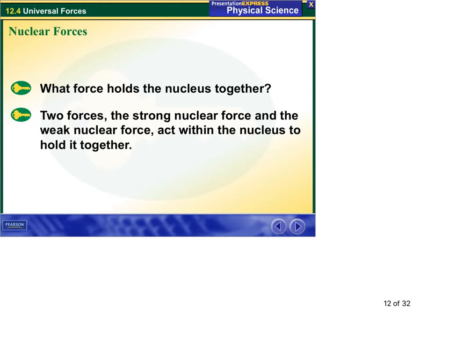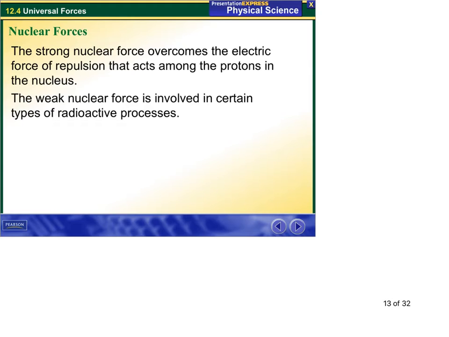The nuclear forces, as the name indicates, are in the nucleus. Two forces, the strong nuclear force and the weak nuclear force, act within the nucleus to hold it together. Strong nuclear force overcomes the electric force of repulsion that acts among the protons in the nucleus. Protons, being positively charged, are trying to repel. They don't, and it's the strong nuclear force that's holding them together. And the weak nuclear force is involved in certain types of radioactive processes.